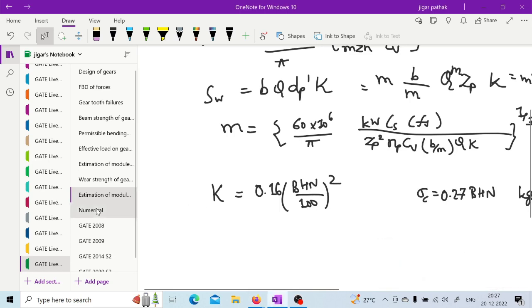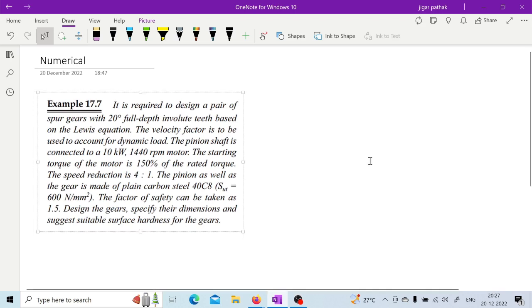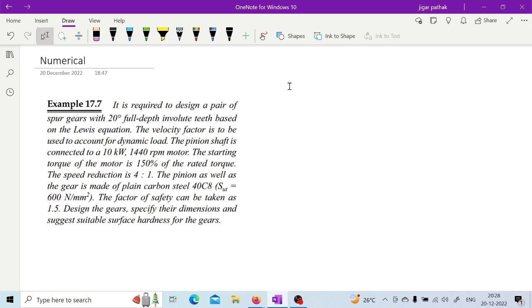So now if we go to this numerical, here they have asked that it is required to design a pair of spur gears with 20-degree full depth involute teeth based on the Lewis equation. The velocity factor is to be used to account for dynamic load. The pinion shaft is connected to a 10 kilowatt 1440 rpm motor. Now the starting torque of the motor is 150 percent of the rated torque. The speed reduction is 4:1. Now the pinion as well as the gear is made of plain carbon steel 40C8 with an ultimate strength of 600 Newton per mm square. The factor of safety can be taken as 1.5. Design the gears, specify the dimensions and suggest suitable surface hardness for the gears. So can you try this particular example?